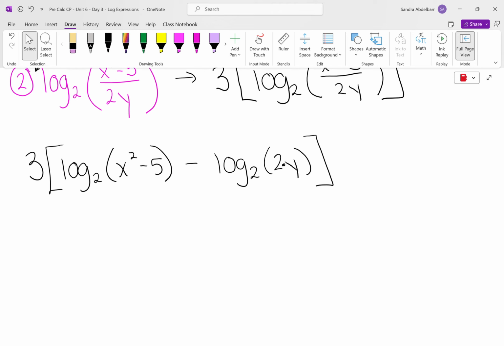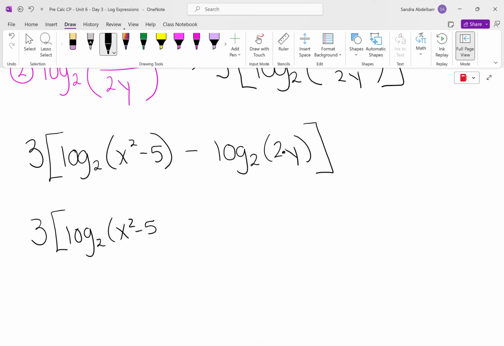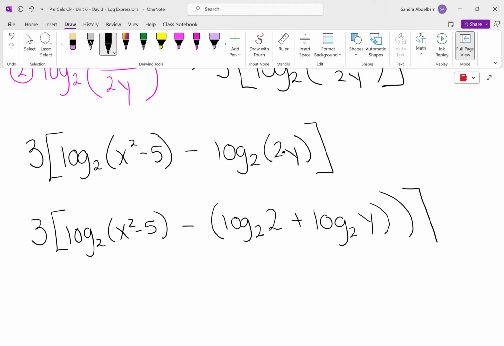The 2y. Isn't there multiplication between the 2 and the y? Yeah. So now we're going to have 3 brackets log base 2 of (x squared minus 5) minus, I'm going to need a set of parentheses here because now I'm splitting that log and there's a minus. So this is going to be log base 2 of 2 minus log base 2 of y. I'm sorry, plus, not minus.